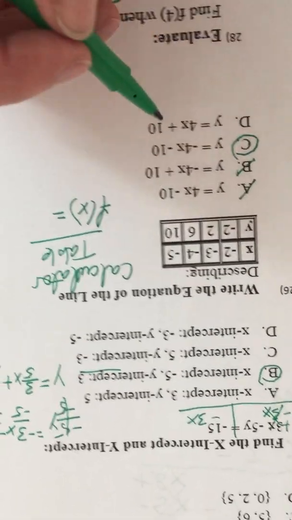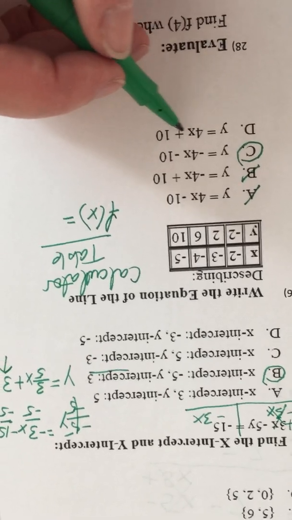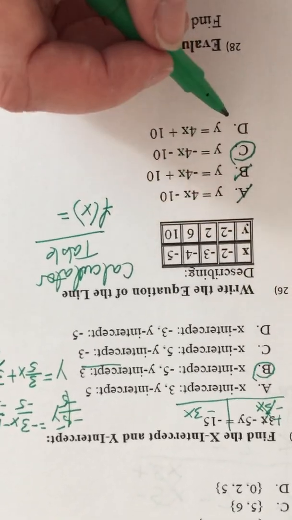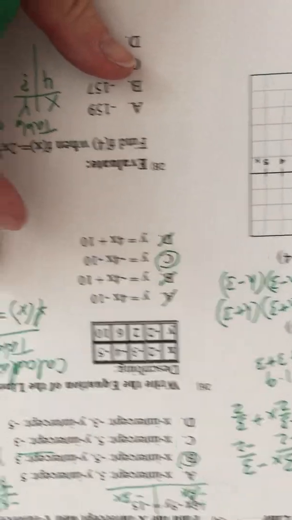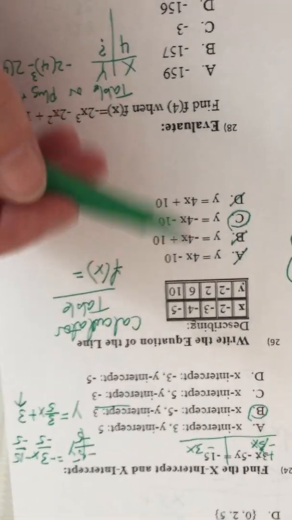So I'm thinking it's that one, but let's check this one. Negative 2 times 4 is negative 8. Negative 8 plus 10 is a positive 2, not my number. So it was C. So you could also do plug and chug. But if we have a graphing calculator, that's a pretty easy one to do. Just type each equation in and check the table, Control T.